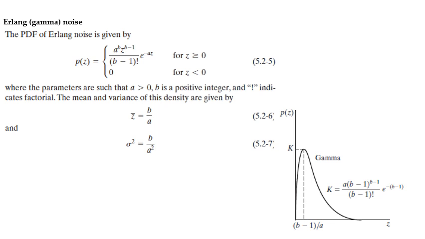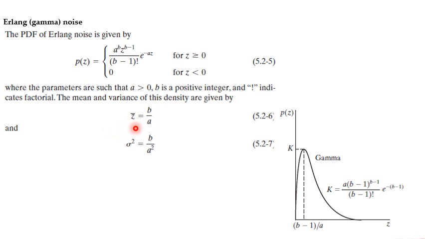The next type of noise which you have to recall is nothing but the gamma noise, or the Erlang noise. The PDF of the Erlang noise is given by P of z is equal to a to the power b into z to the power b minus 1 by (b minus 1) factorial, whole into e to the power minus az for z greater than or equal to 0, and 0 for z less than 0. The distribution is as represented here with P of z versus z. Here the parameters should be considered such that the value of a is greater than 0 and b is a positive integer.